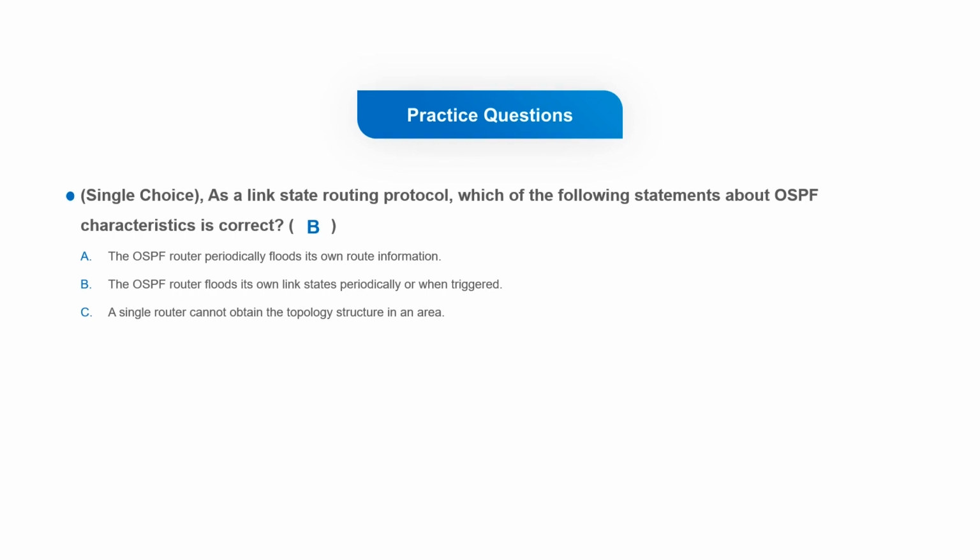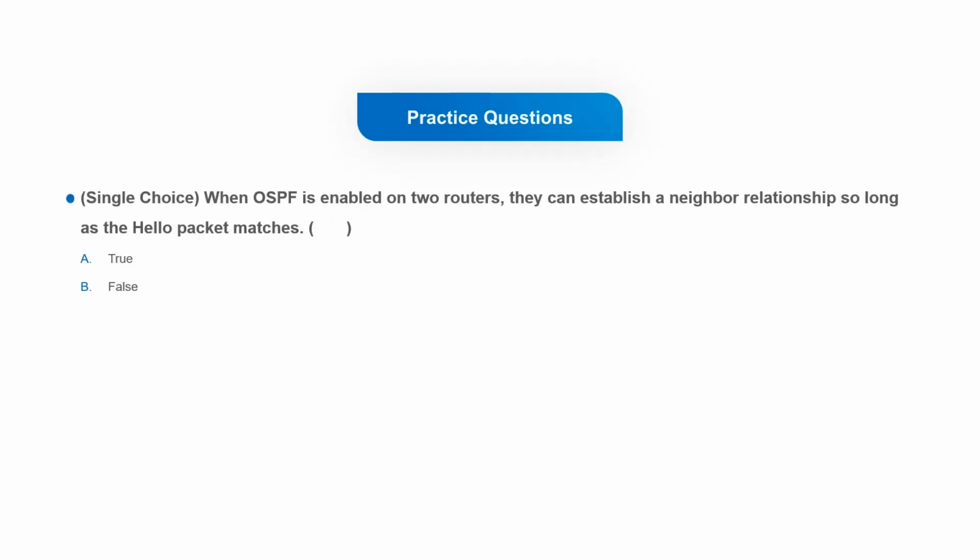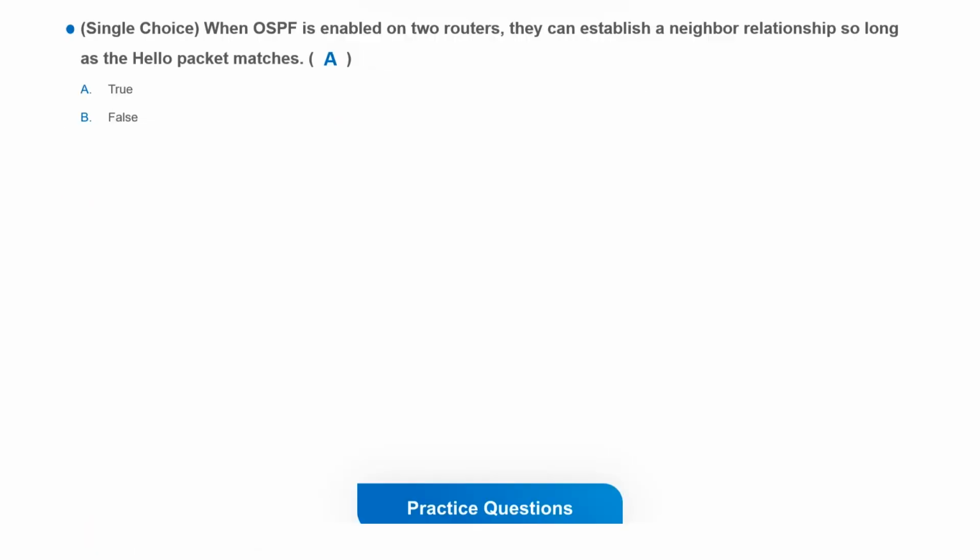Okay. And next is a single choice. The question is: when OSPF is enabled on two routers, they can establish a neighbor relationship so long as the hello packet matches. So the answer is true. We use the hello packet to build the neighbor relationship and to maintain the neighbor relationship. We have to keep the 7 fields to follow the rules, so they can build the neighbor relationship successfully.